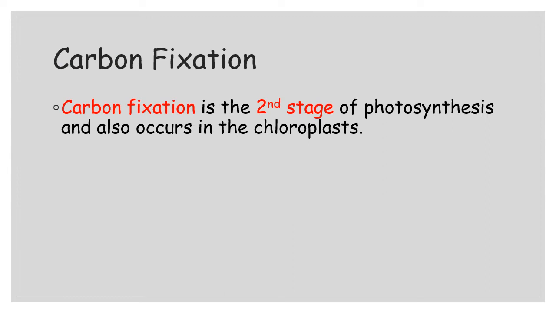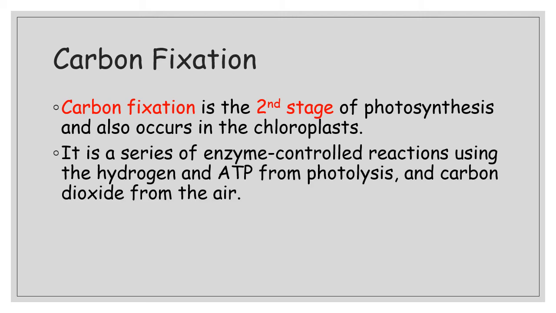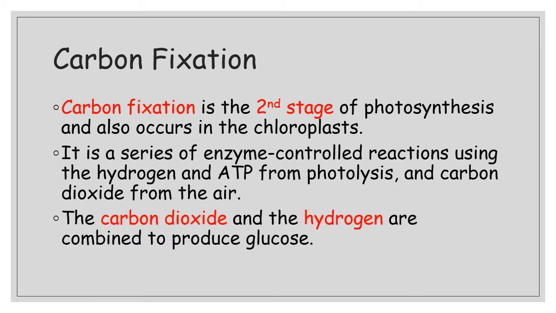Carbon fixation, as I said, is the second stage. It also occurs in the chloroplast. It doesn't require light, however, but it is controlled by enzymes and therefore is temperature dependent. We're going to use the hydrogen and the ATP from the first stage. We're also going to bring in carbon dioxide from the air, which obviously has diffused in through the stomata and in through the spongy mesophyll into our palisade mesophyll cells, which is where our chloroplasts mainly are. We're also then going to combine that carbon dioxide and the hydrogen to form glucose.